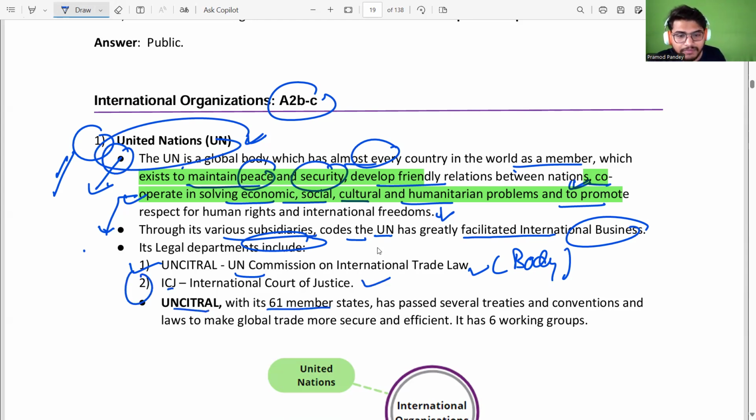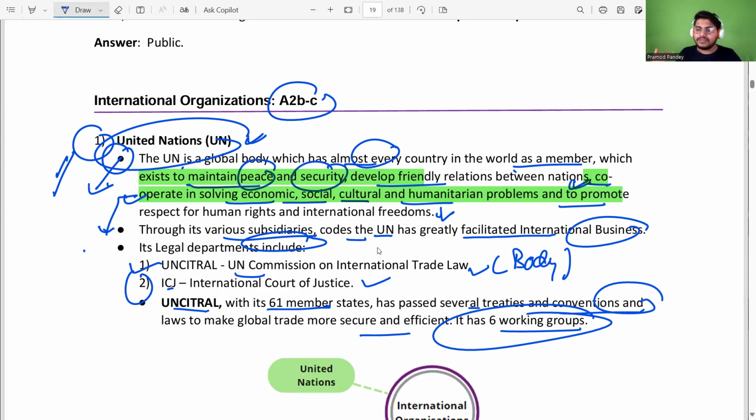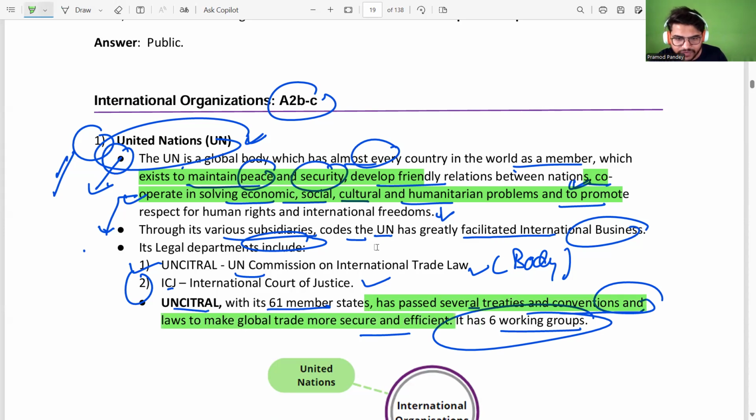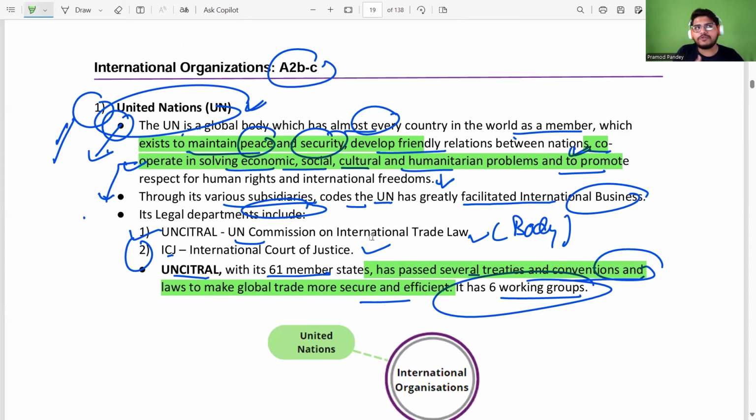UNCITRAL, with its 61 member states, has passed several treaties, conventions and laws to make global trade more secure and efficient. It has 6 working groups. It could be asked how many groups there are; it would be the 6 working groups. First thing, 61 members. And why is it there? It is there because it has passed several treaties, conventions and laws to make global trade more secure and efficient. If we are talking about more secure and efficient trade, we will be talking about unfair trade. Understood? Are you able to understand what type of question would come up from this area of the international organization?